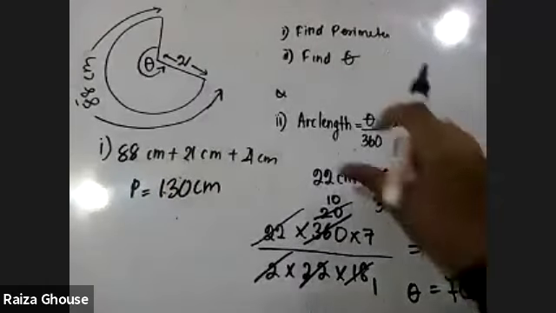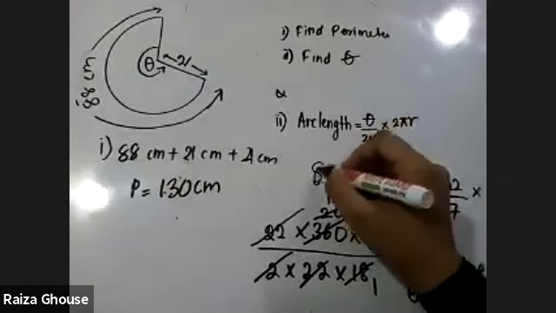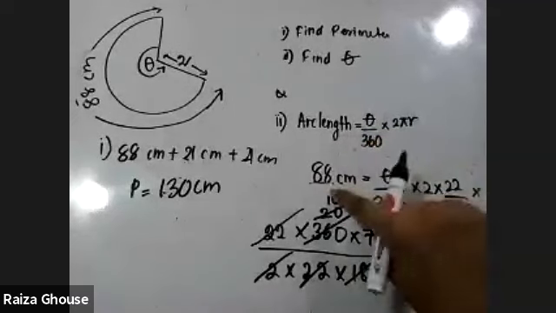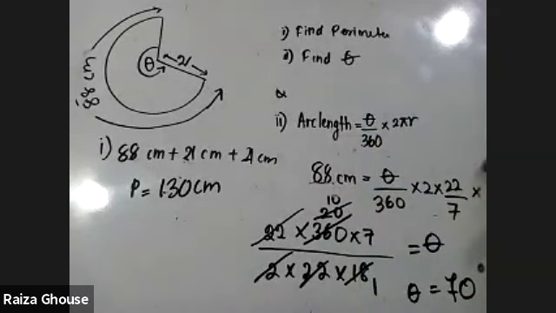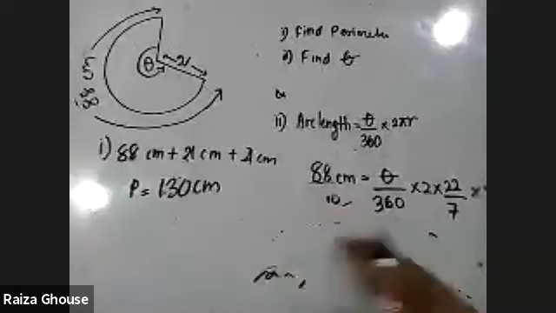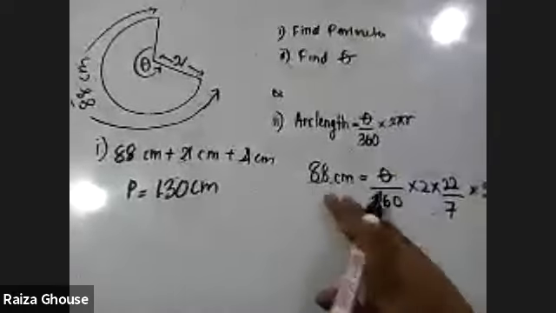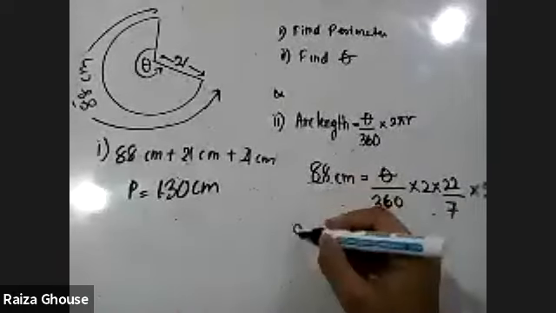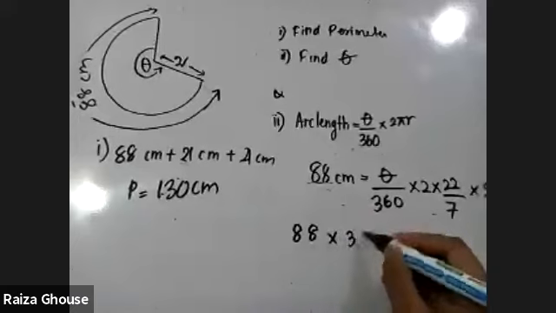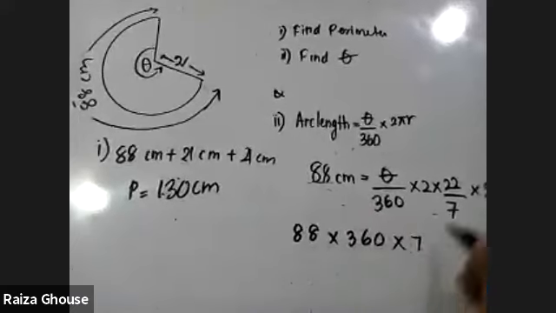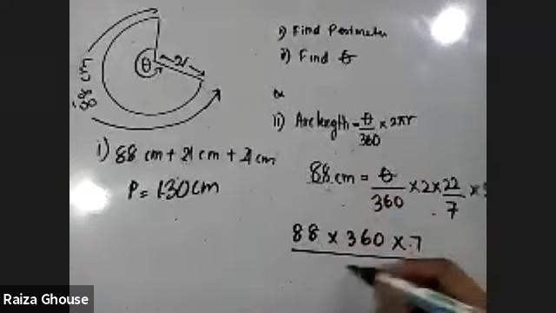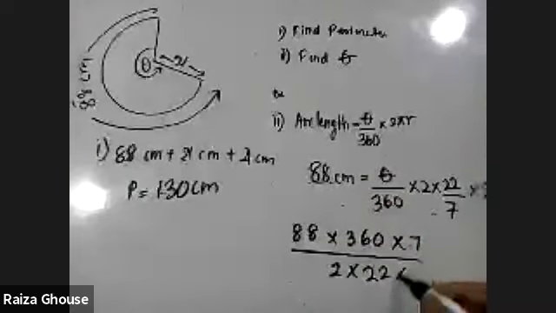Now let's see the arc length. Arc length I can change here. Arc length is given as 88. Theta, okay, everything okay. Only the radius is different, 21. Now what you can do here, we can change these things. Okay, now listen. I'm going to take everything there again. 88, 360, 7. The down ones coming up, other things coming down. 2, 22, 21.